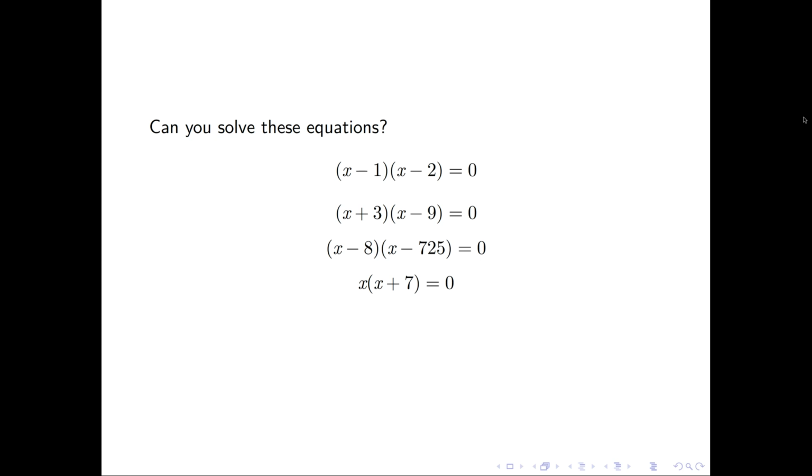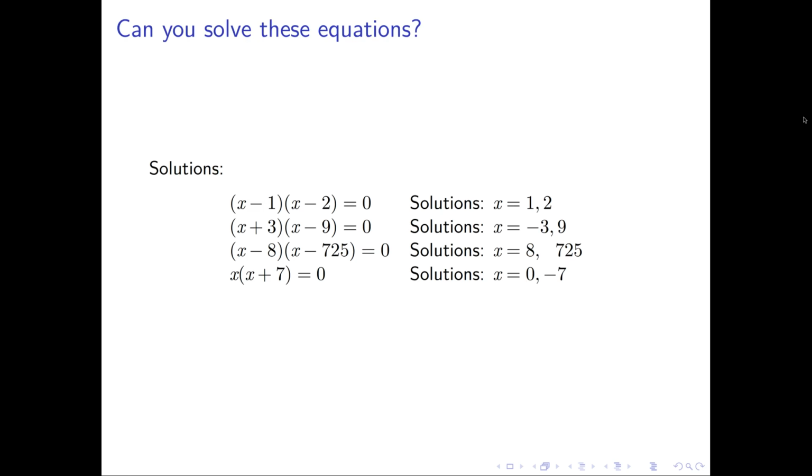Okay, were you able to solve them? Let's take a look at the solutions. x minus 1 times x minus 2 equals 0. The solutions are 1 and 2. Second one would be the solutions negative 3 and 9. Third one would be 8 and 725. And the fourth one would be 0 and negative 7.